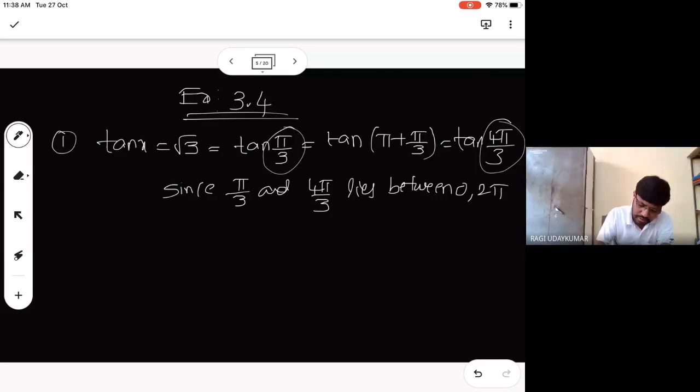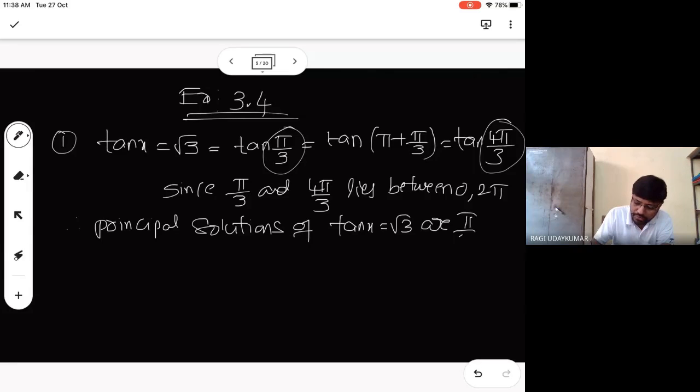Therefore, the principal solutions of tan x equal to root 3 are pi by 3 and 4 pi by 3. No, you need the general solution. So here you are getting the general solution: tan x equal to tan pi by 3.